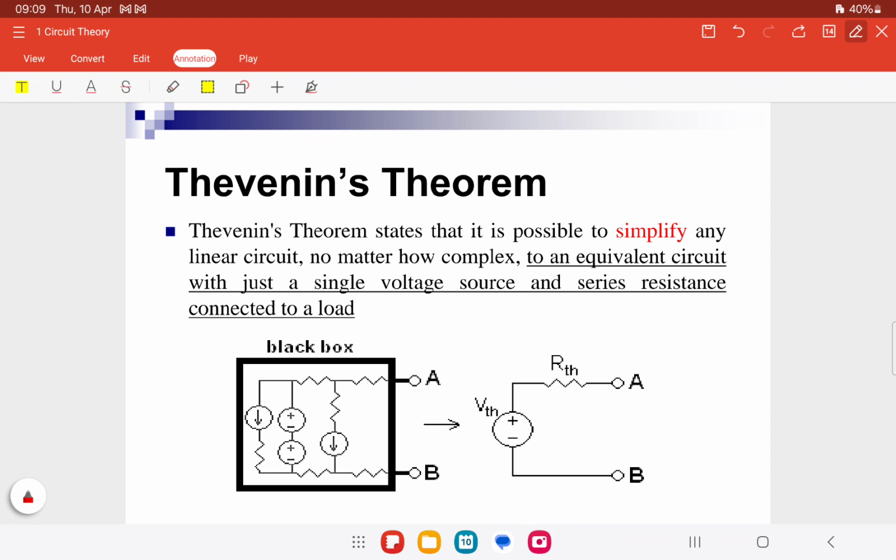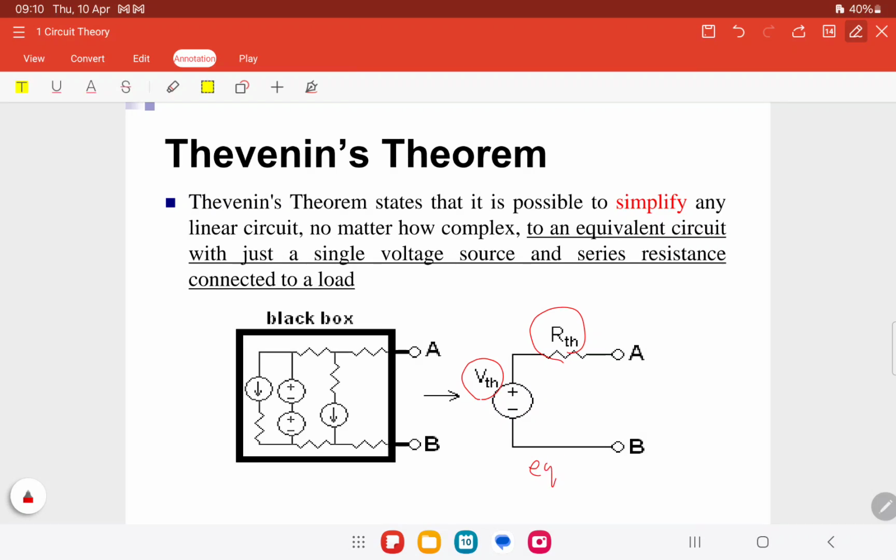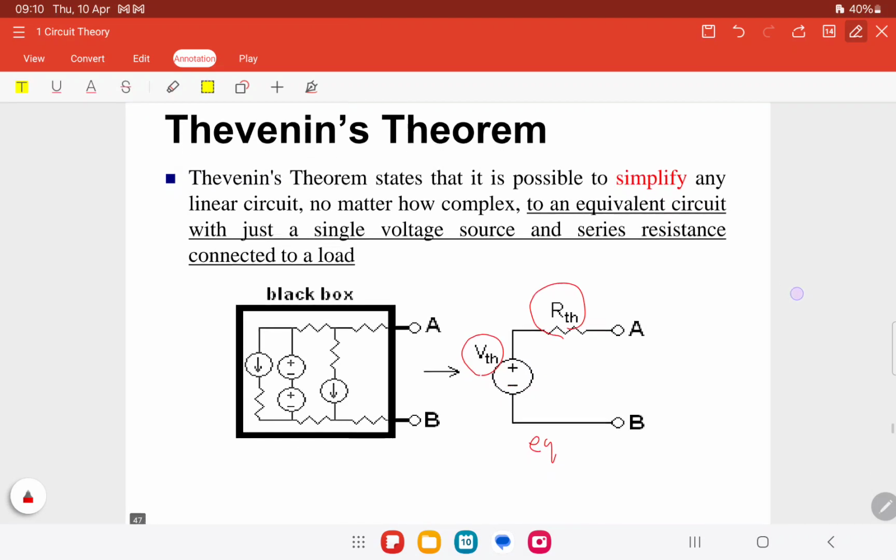Okay, Thevenin's theorem states that any linear electrical network with voltage sources, current sources and resistance can be replaced by an equivalent circuit consisting of a single voltage source VTH in series with a single resistor RTH, called the Thevenin equivalent circuit. So this is the equivalent circuit of Thevenin. Okay. What is its function?